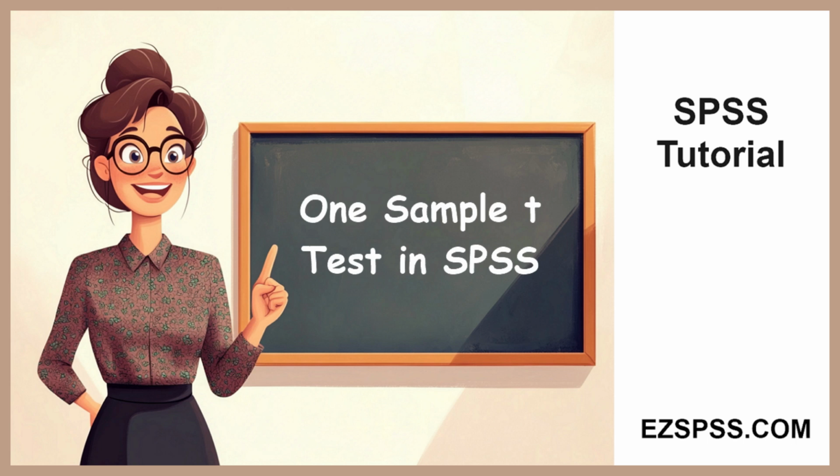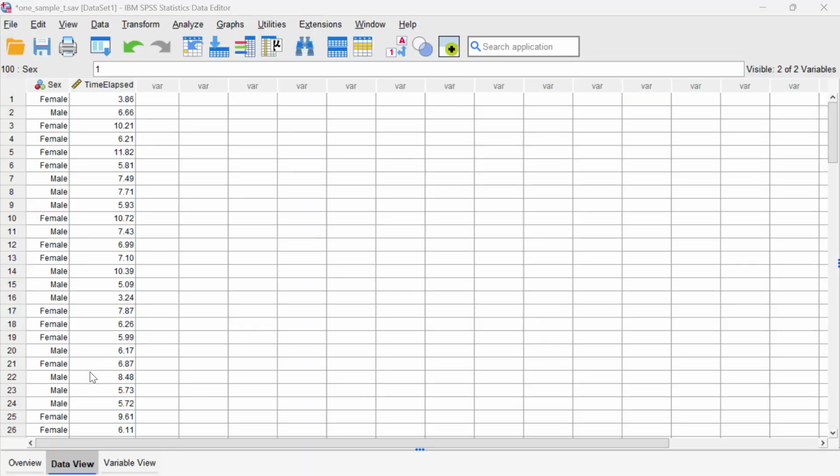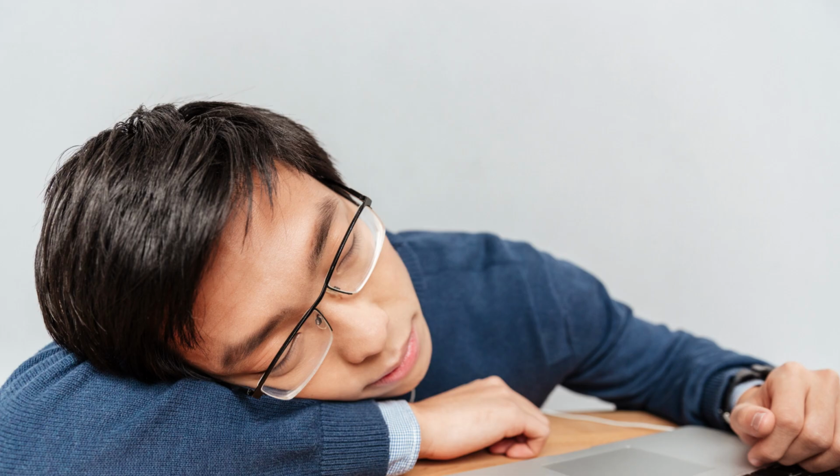In this quick tutorial, we'll show you how to perform a one-sample t-test in SPSS and how to interpret the results. One-sample t-tests are used to determine whether the mean of a single sample is significantly different from a known or hypothesized population mean. In this video, we're going to use data from a hypothetical study looking at how long it takes people to fall asleep in a statistics class.